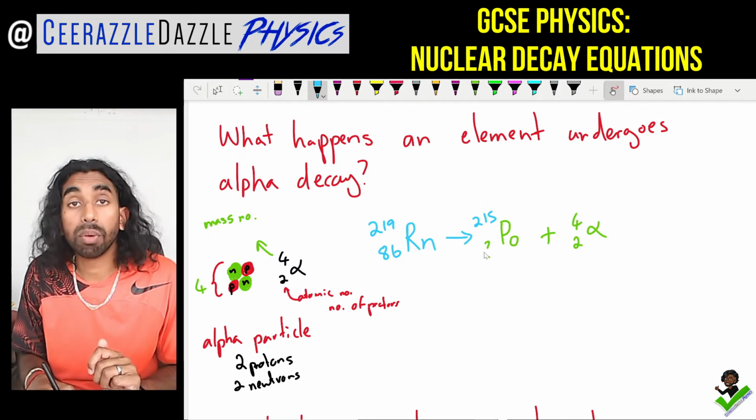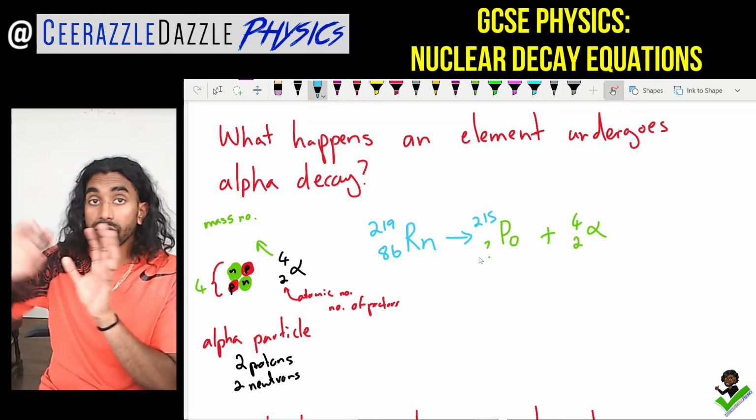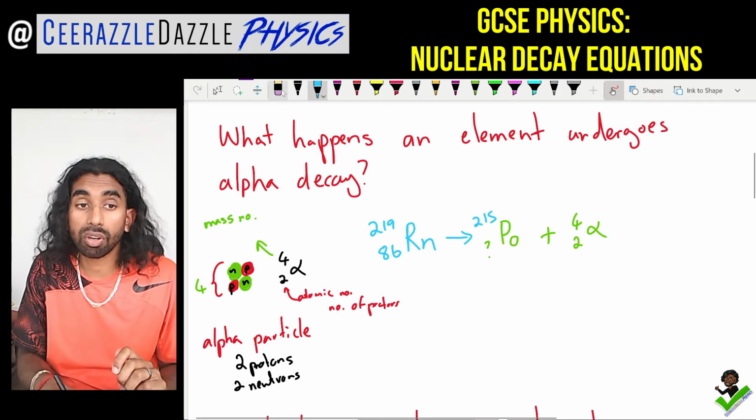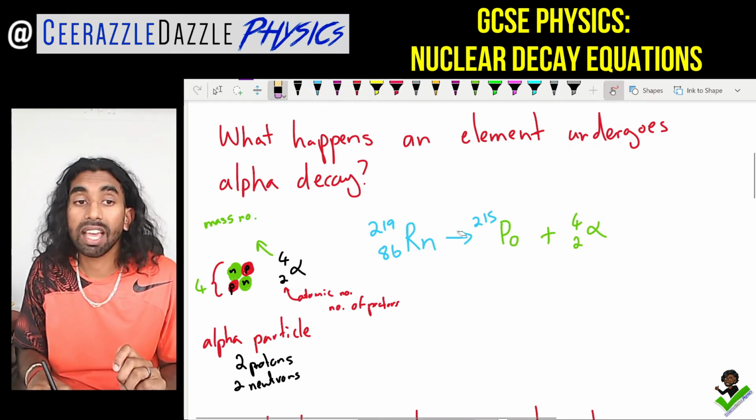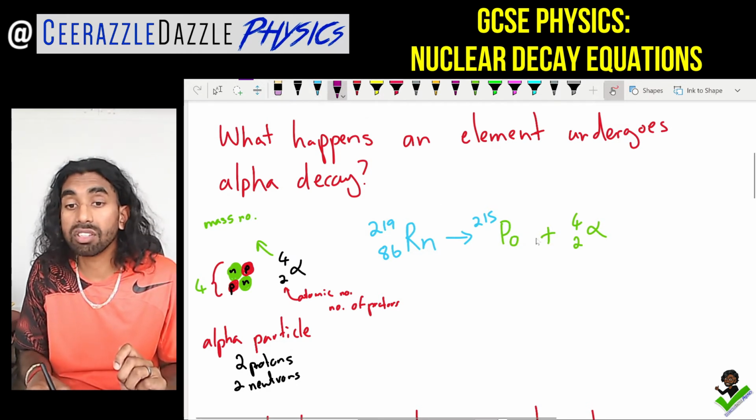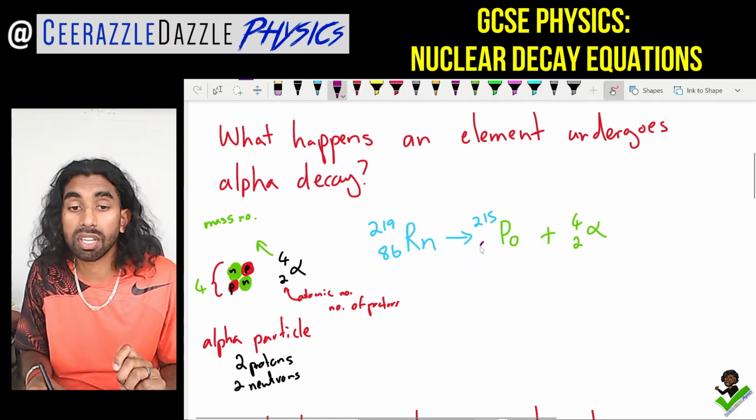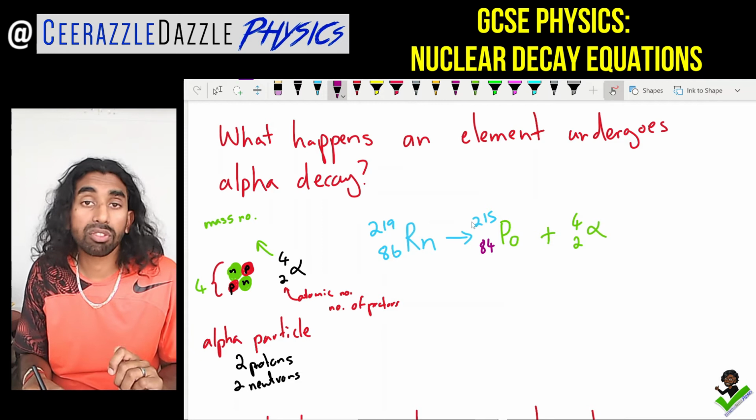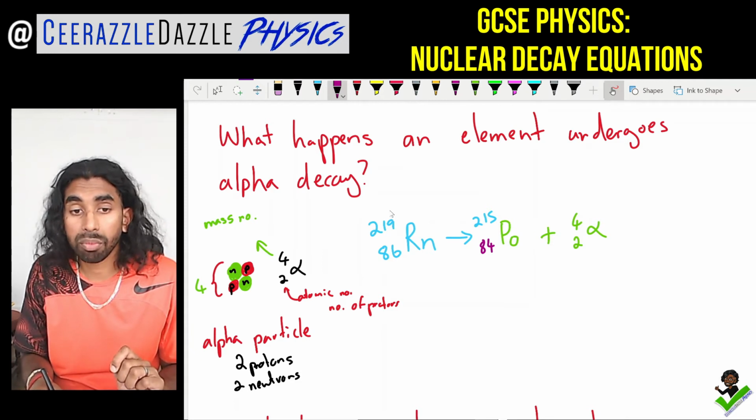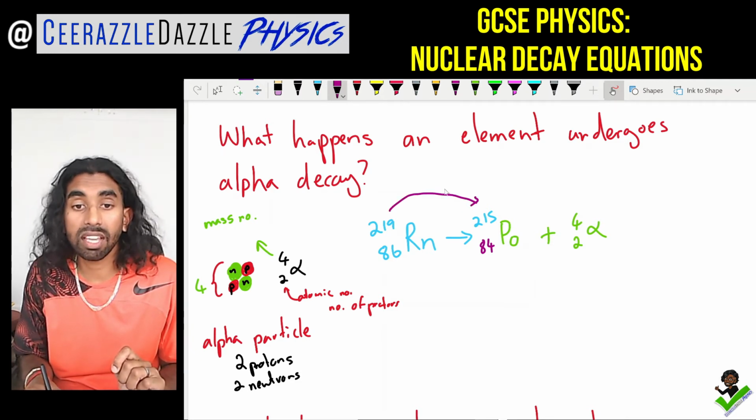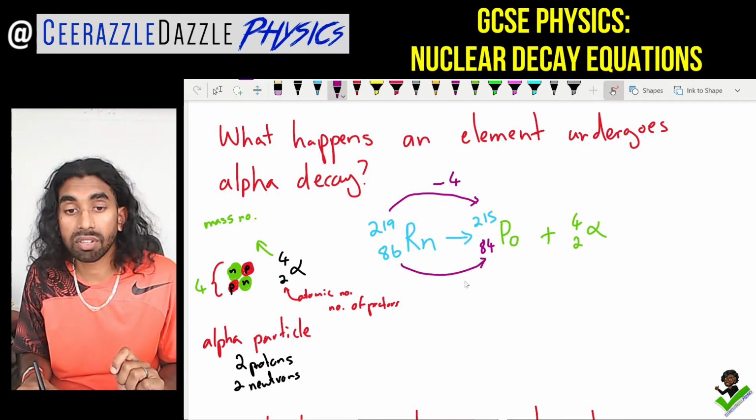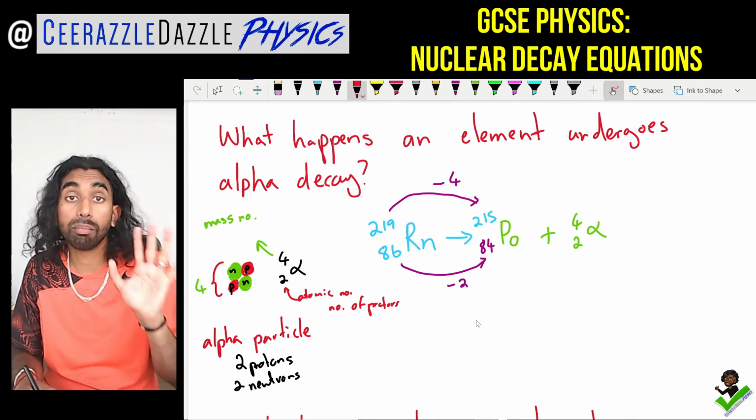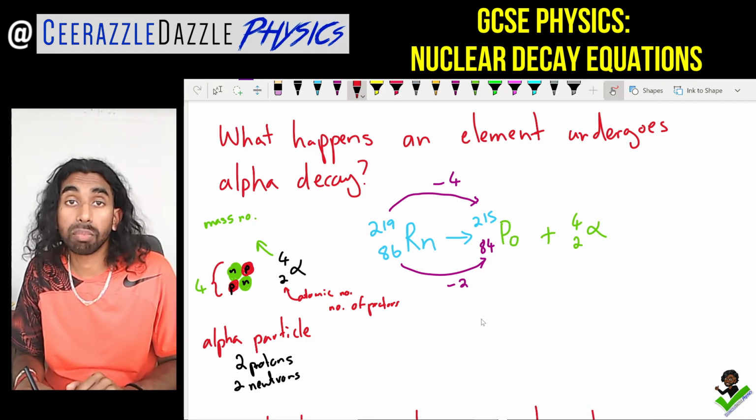And the bottom number, what will the bottom number be? Well, the alpha has taken away with it 2 protons, so obviously the bottom number will be 86 minus the 2, so therefore it becomes 84. Happy with that? Make sure you understand where those numbers have come from. So from there to here, obviously I've done -4. And from here to there, I've done -2. So the mass number decreases by 4 and the atomic number decreases by 2.